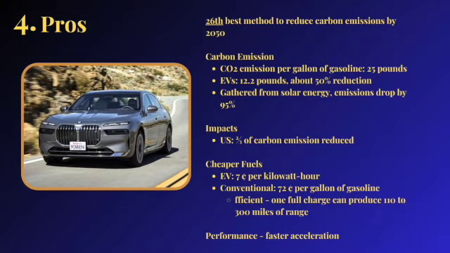Now, what are the advantages of using an electric vehicle? Carbon dioxide emission per gallon of gasoline is 25 pounds, while for electric vehicles it's around 12.2 pounds per 10 kilowatt hours, which is around a 50% reduction of carbon dioxide. If electricity is gathered from solar energy, emissions drop by 95%. Other advantages of electric vehicles are very cheap fuel at 7 cents per kilowatt hour, a range of 110 to 300 miles per charge, and higher acceleration compared to conventional vehicles.